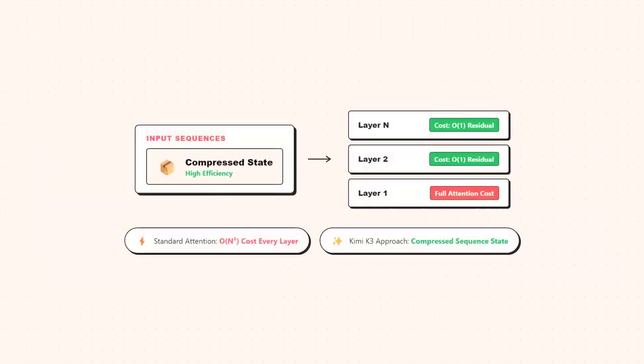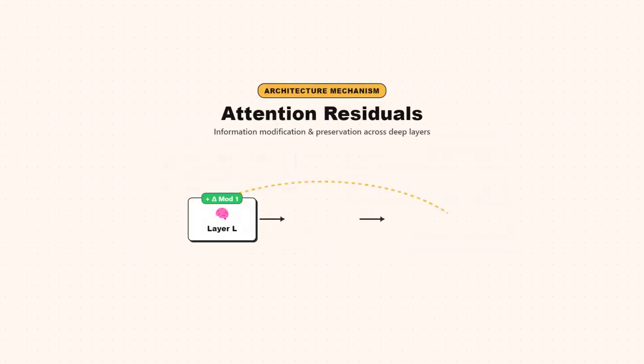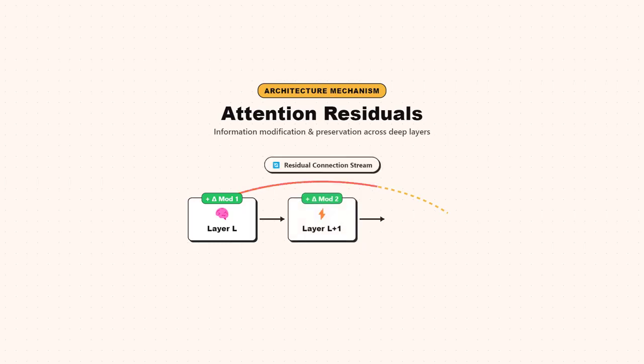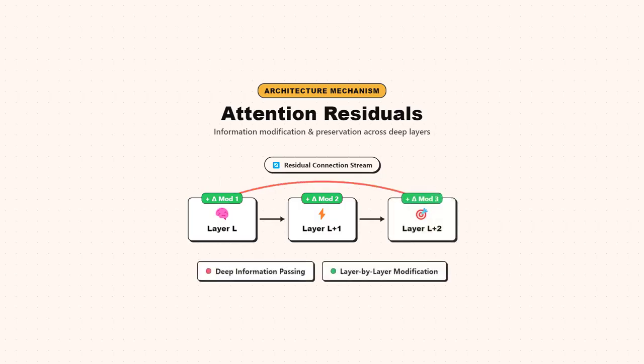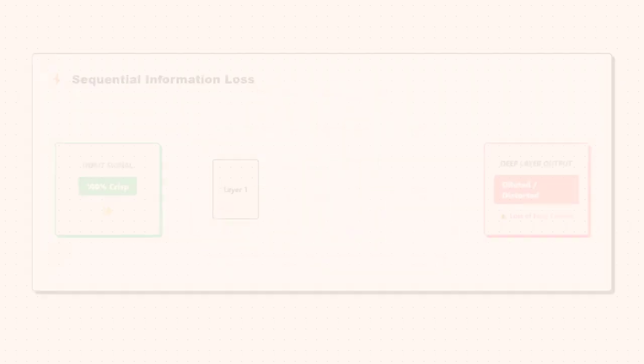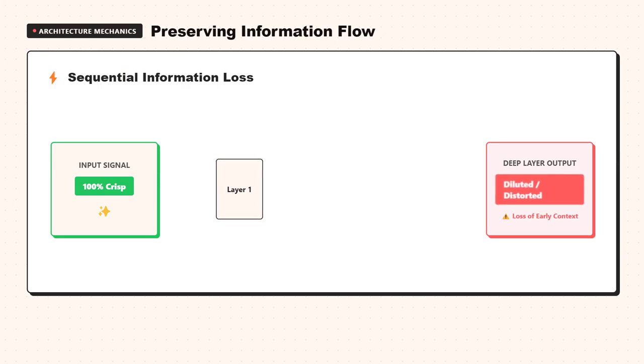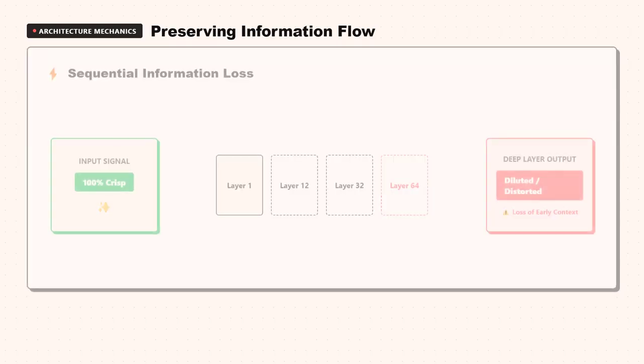This is how Kimi K3 tries to handle very long sequences without paying the full cost of standard attention at every single layer. Then there's attention residuals. That name sounds less exciting, but this part matters. As information passes through a deep model, each layer modifies it. After enough layers, useful details from the beginning can become diluted or distorted.